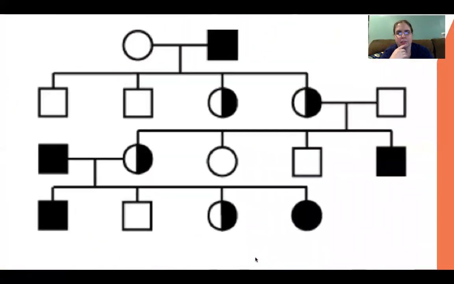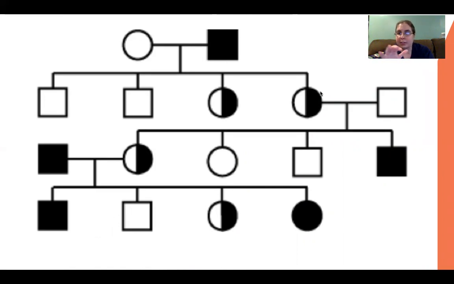So there's some more pictures. Here's another one. We have 4 generations here. 1, 2, 3, 4. And we notice something interesting here. Out of the individuals, 4 males are showing the trait, only 1 female. They also showed us carriers. So we have 4 females that are half shaded. That means that they carry the allele, but they are not expressing the trait.